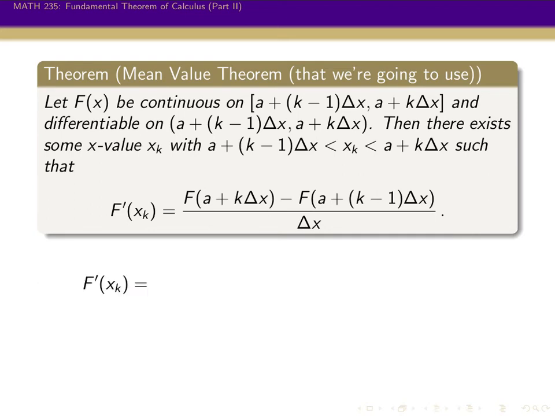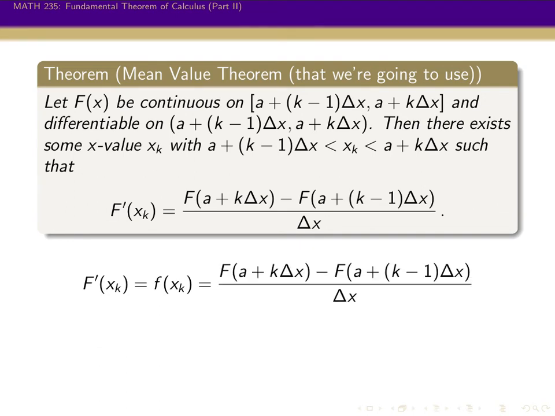Now we're talking about the derivative of our big F evaluated at x sub k. But what do we know about the derivative of big F? Well, we know that the derivative of big F is actually little f. And so this is equal to little f of x sub k, and then by the mean value theorem, it's equal to this fraction.